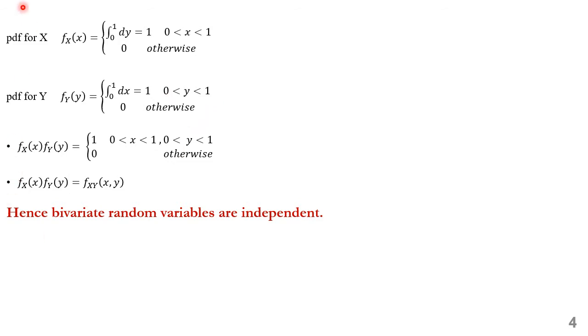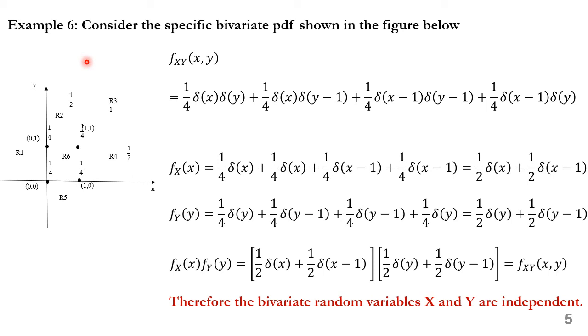Therefore, when we multiply these two, f_X(x) multiplied with f_Y(y), we get 1 for all values of x varying between 0 to 1 and y varying between 0 to 1, and it is 0 otherwise. So when we multiply f_X(x) and f_Y(y), we observe that we get the same as that of f_XY, the bivariate PDF. Hence, this bivariate random variable X and Y can be considered as independent. We'll take the next example.